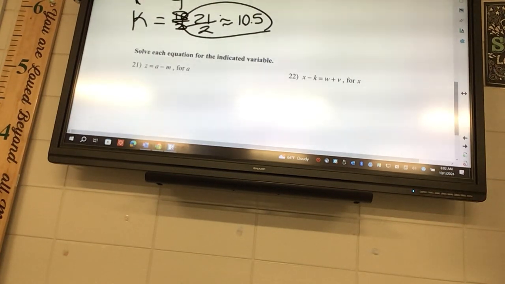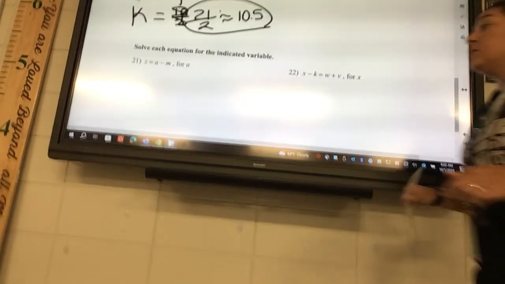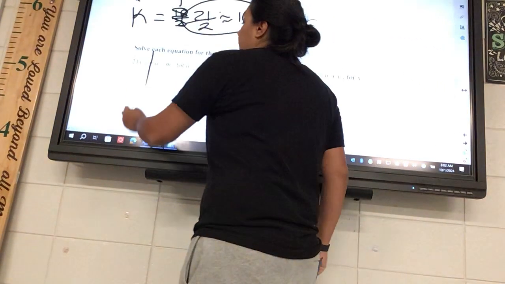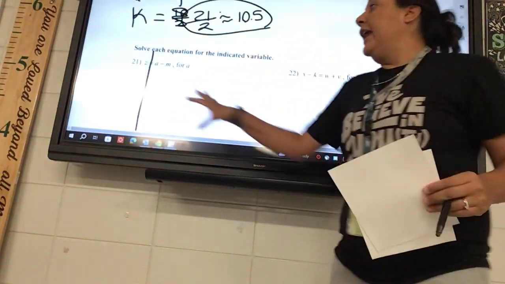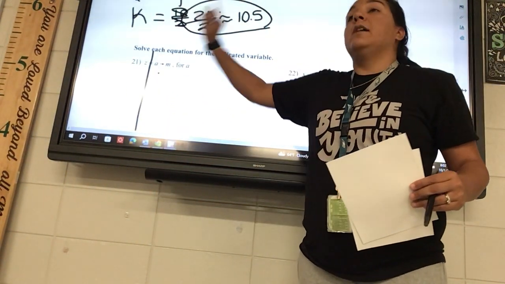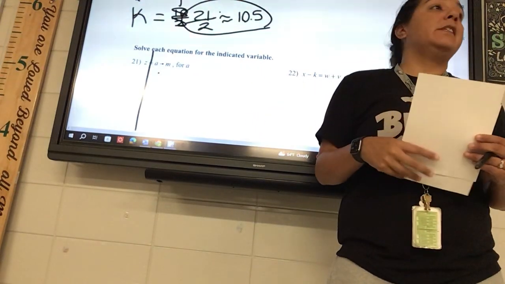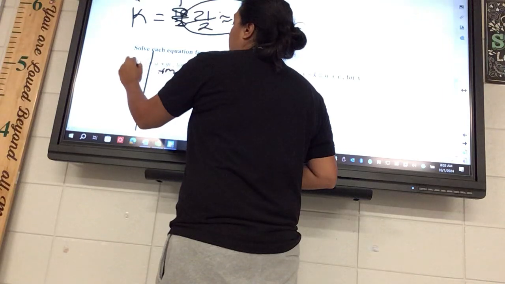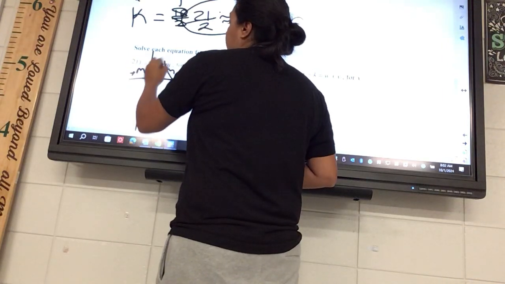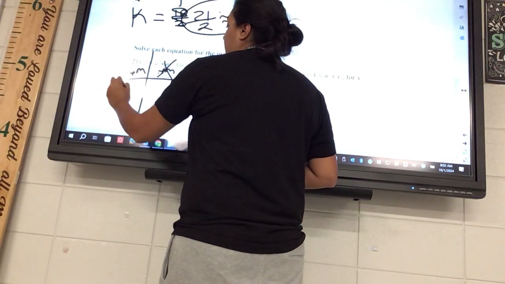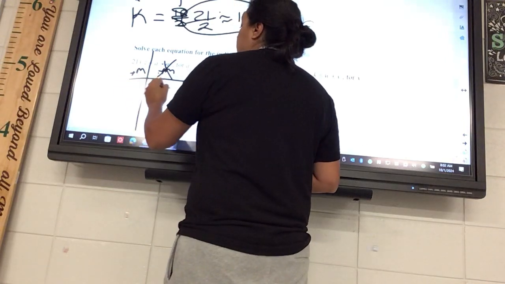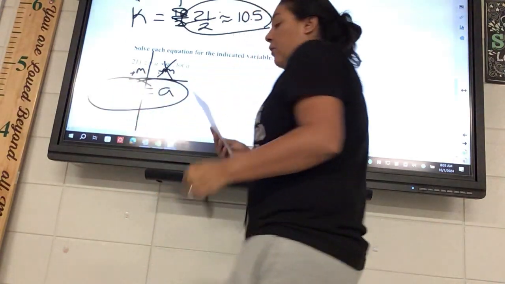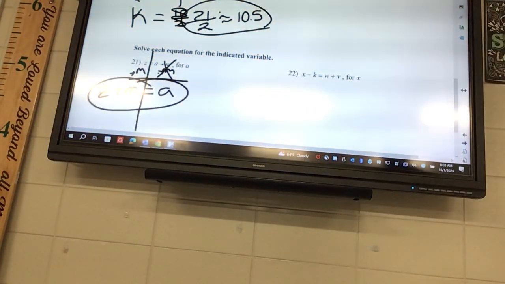Okay, wherever there's an equal sign, this is why I always suggest splitting it. On the A side, there is an M, so the M needs to be moved. How do I move a minus M? Plus M. So we're going to get Z plus M equals A. You know you're done when the letter is all by itself.